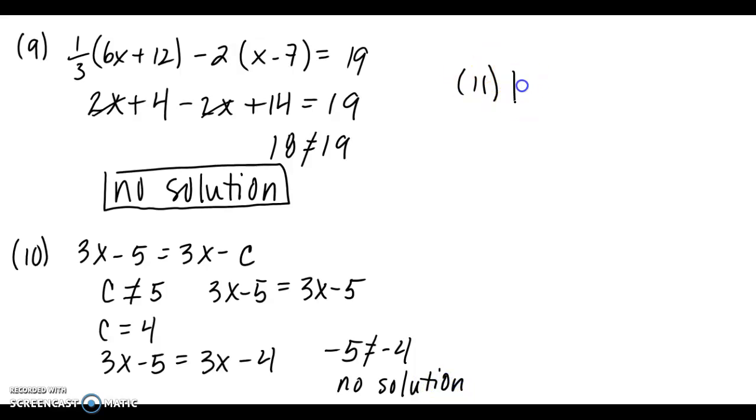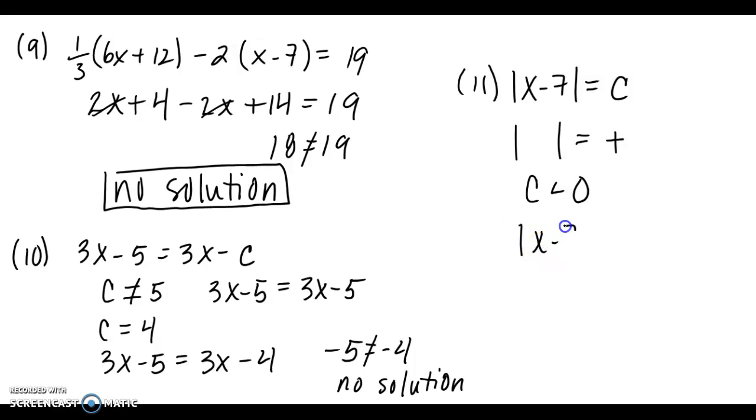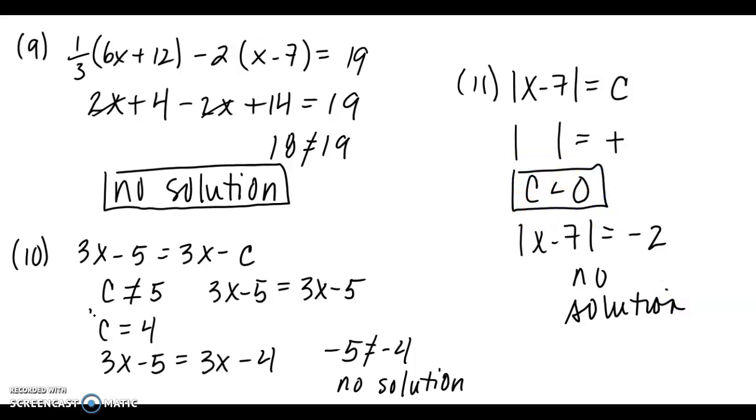Number 11, same directions. Just give the value of C that would make this have no solution. Well, we talked about this. The absolute value bars, when I see that, it has to be equal to a positive number. So literally, if C is any number less than 0, any negative number, this would have no solution. So if I just simply set it equal to negative 2, now it has no solution. So I have 13 students. I could have gotten 13 different answers from this, as long as those two things were satisfied.